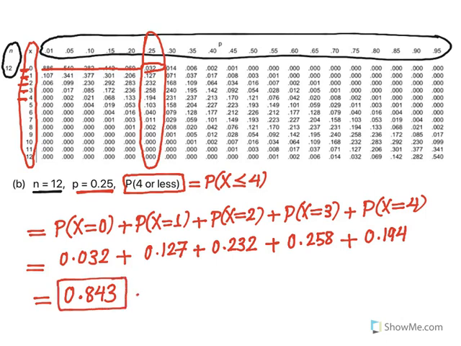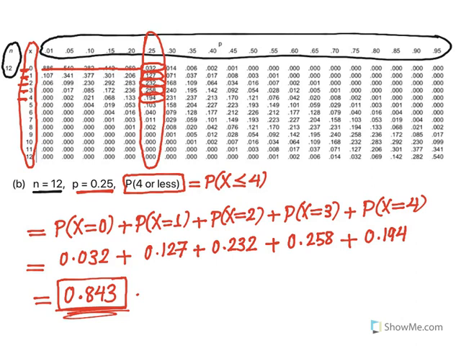This is to 3 digits. As you see in this table, everything is done to 3 digits. So again, the numbers that we added: this is for 0, this is for 1, this is for 2, this is for 3, and this is for x equals 4. So when you add up these 5 numbers, you get 0.843. That is the probability that the number of successes is at most 4, so 0, 1, 2, 3, 4 from 12 trials.